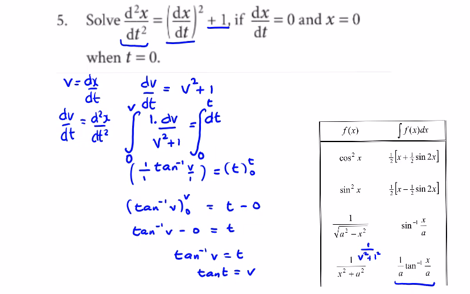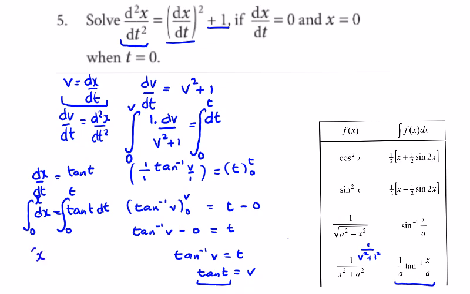So that leaves us with, let's rewrite dx/dt now, which is v, so dx/dt is equal to tan t, my original v, with what I solved v to be. So dx is equal to tan t dt, so we need to integrate, and x is 0 when t is 0.